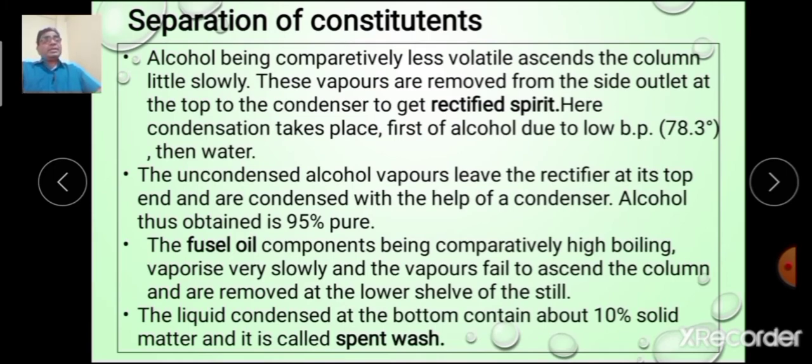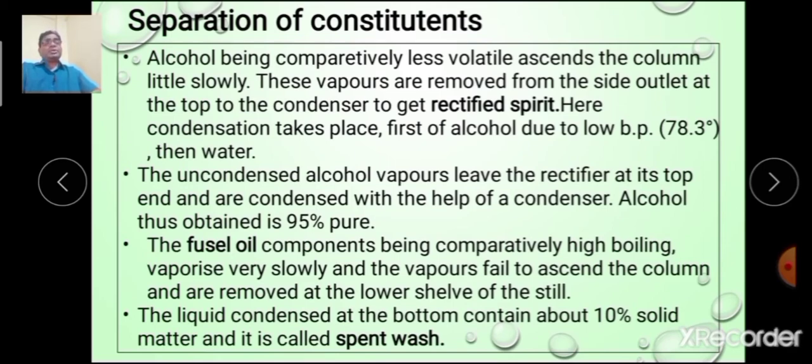The temperature at which the alcohol condenses is 78.3 degrees. The uncondensed alcohol vapors leave the rectifier at its top end and are condensed with the help of a condenser, and thus the alcohol formed is completely condensed and is of 95% strength.